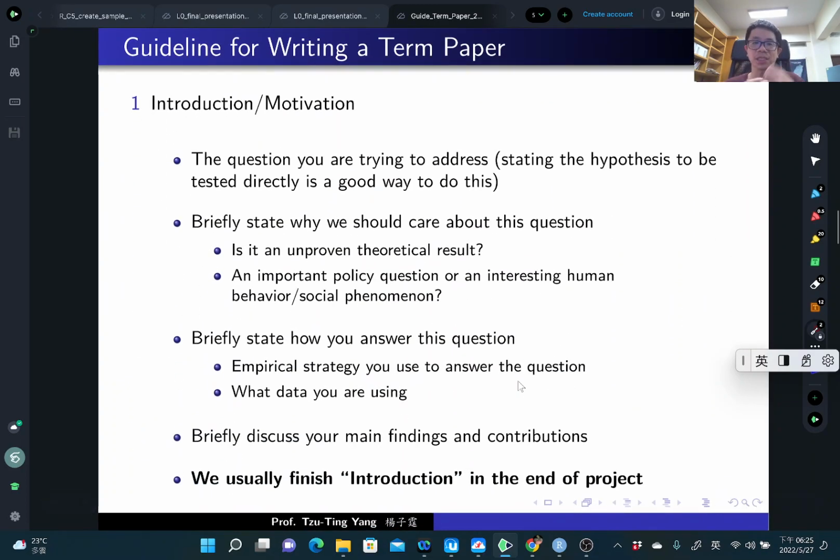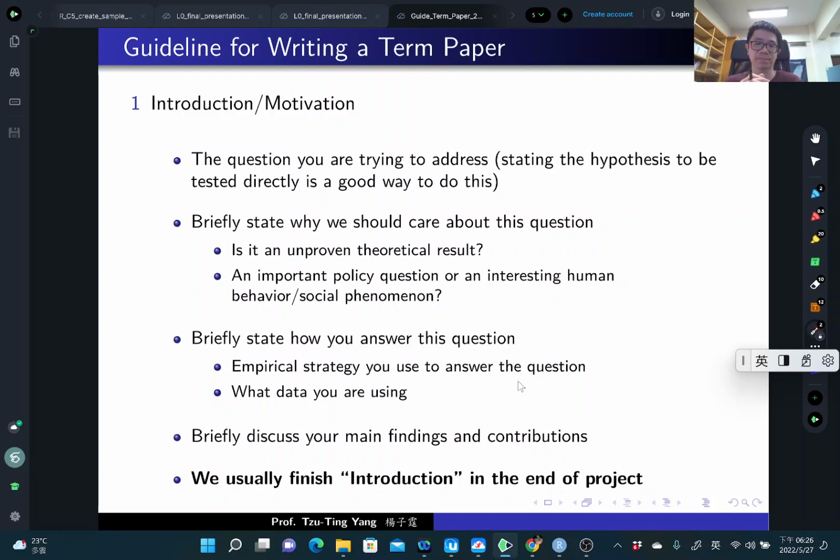So the first part is introduction and motivations. In the first part of the introduction, you need to discuss why you want to examine these research questions, why this question is interesting, and briefly state why we should care. Is it something unproven empirically, some theoretical result not yet examined in real data, or an important policy question you want to use data to examine, or some interesting human behavior? So you will have one paragraph to introduce your research question and why it is interesting.